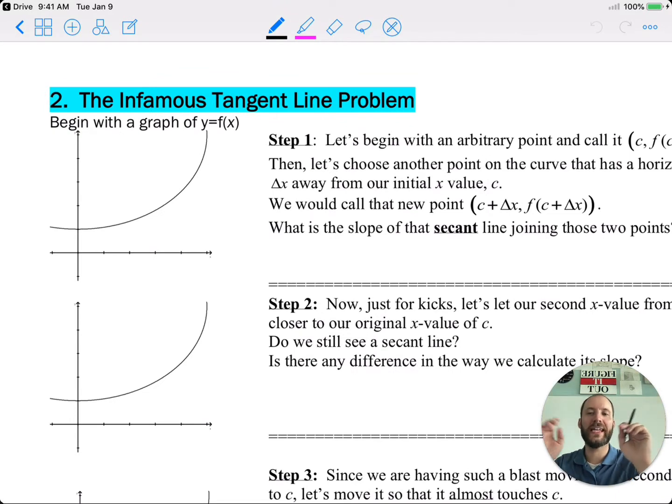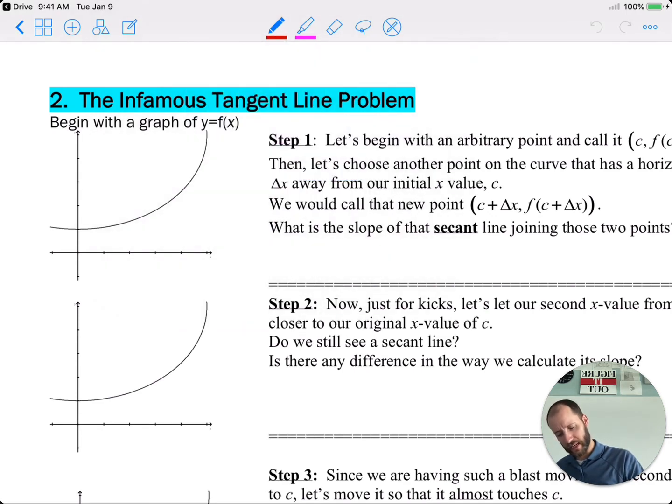So now, the infamous tangent line problem. This is where algebra falls short. Algebra is really good at looking at linear functions and the slope of linear functions. When you get to a curve, not so much.